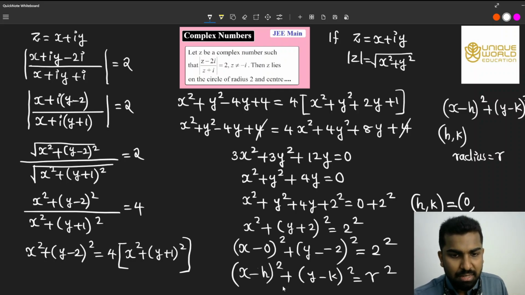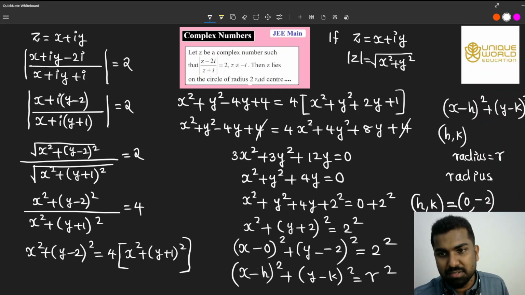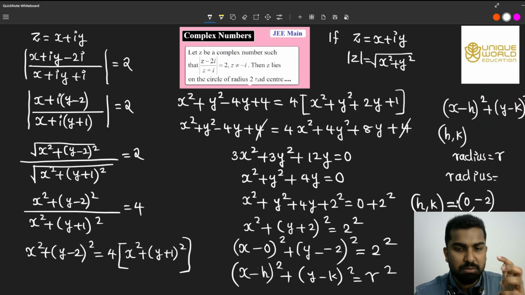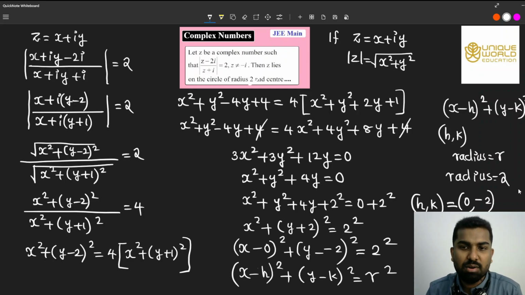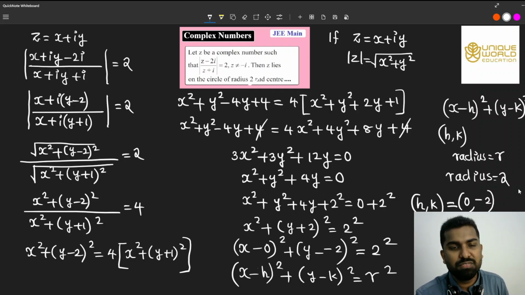Radius: we are having (x minus h) whole square plus (y minus k) whole square equal to r square. The radius is already given, that's fine, it's worked, and h is 0 and k will be minus 2. The radius is already given in the question, and as per this framing, this condition also we are getting radius equal to 2. So the center of the circle is (0, minus 2) and the radius of the circle is 2. It's nothing but pure applying the condition and simplifying properly, that's all.